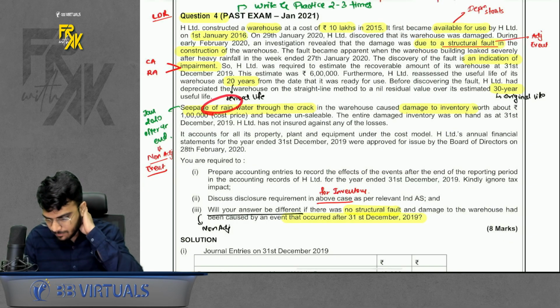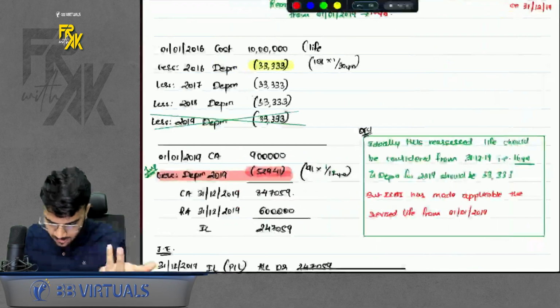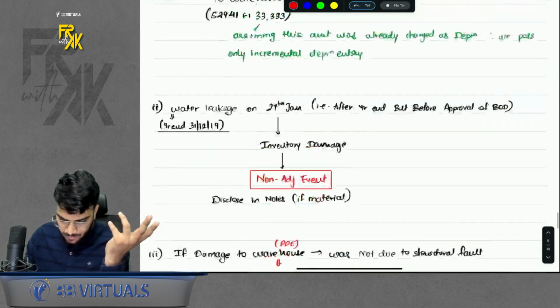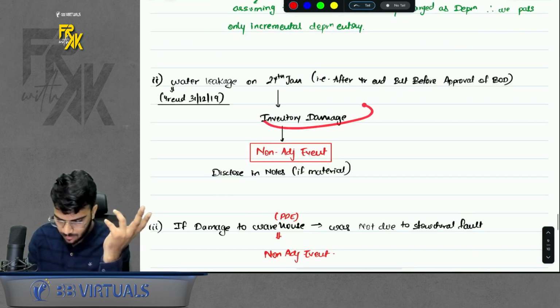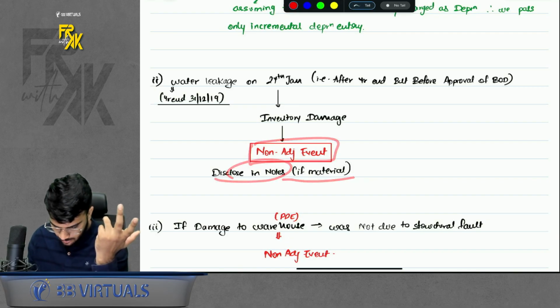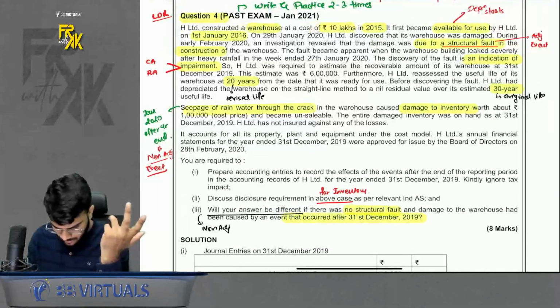So damage is happening because of a water leakage, so non-adjusting event, sir. So I've given this. See, water leakage happened after year end, which damaged my inventory, non-adjusting event. Disclosure is material. Then the third part is also asked in this question.